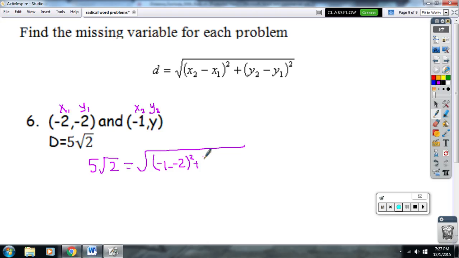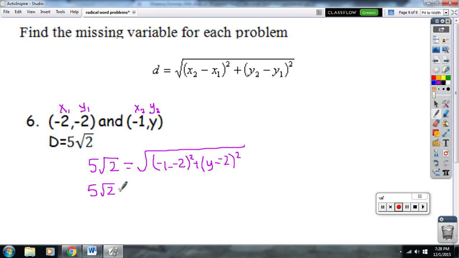And then y2 minus y1, well, y2 is what we're solving for. So I'll write that as y, because that's the variable that's there, minus negative 2, all squared. And so from there, what we would do is simplify first, because simplifying makes it easier to solve.